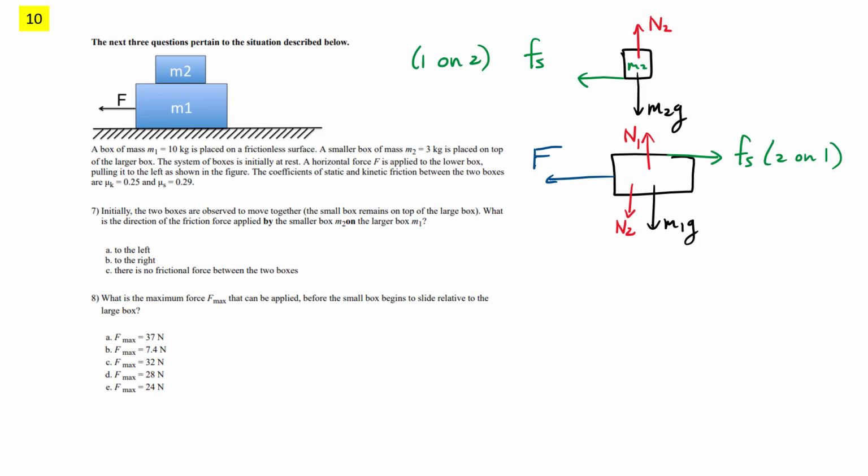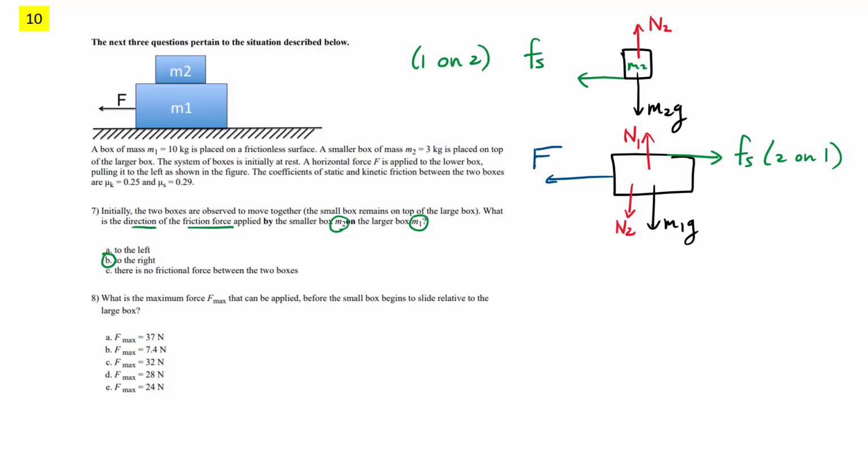And that is exactly what they're asking for. What is the direction of this friction force applied by the smaller block, 2 acting on 1? So we have to have it acting to the right. So B is the correct choice just by looking at the free body diagram like this. All right, what else we have?